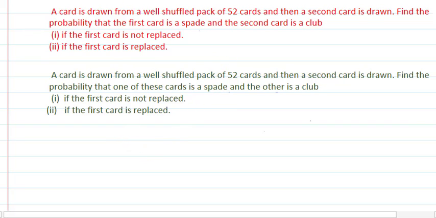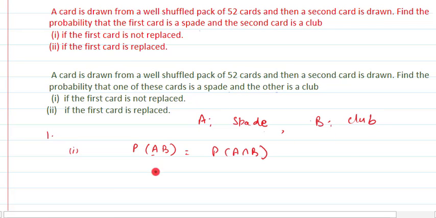So in first case, as it is given, first card is spade and second is club, and we are getting first case of it. First example, first case. It will be like P(A∩B), where I am considering A as drawing of spade and B as drawing of club. So it is given that first is spade and second is club. So therefore its probability is given by 13 upon 52 into 13 upon 51, because it is the case when card is not replaced.